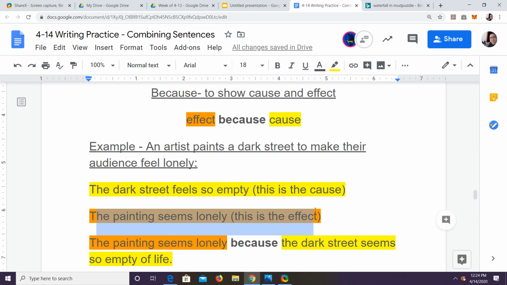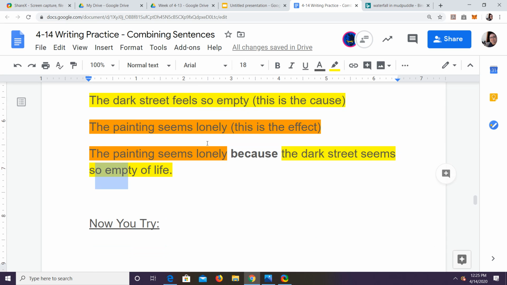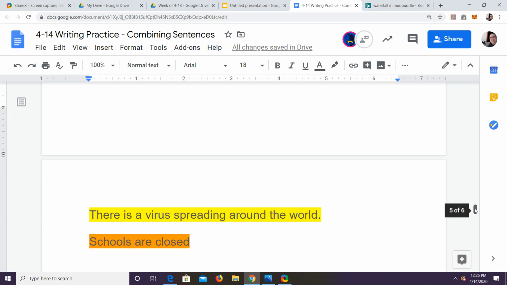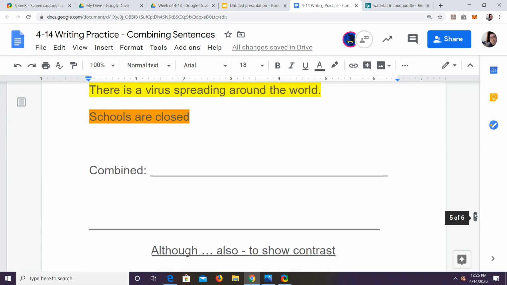That's the effect. So the pattern we got to use is effect because cause. Say it. Effect because cause. Say it again. Effect because cause. So that means my effect, the painting seems lonely, is going to come first. Because is my conjunction. And then the cause, what makes the painting seem lonely, is the dark street seems so empty of life. So now the painting seems lonely because the dark street seems so empty of life. And then this is your example you're going to do.